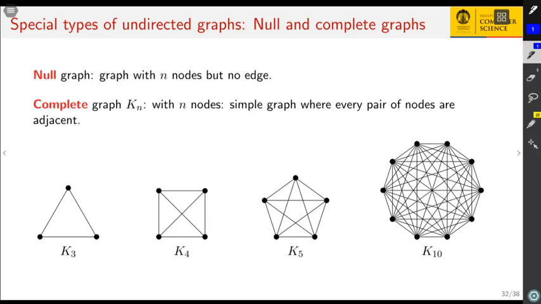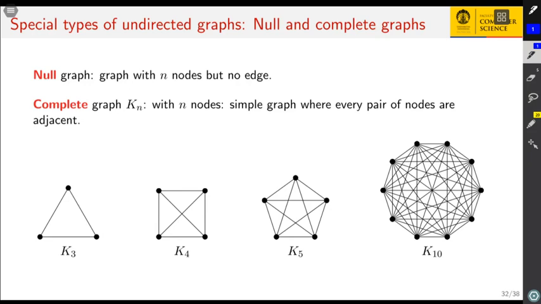Hello everyone. Welcome back to Discrete Mathematics, and we still discuss graphs here. In the final part of our discussion on basic terminologies of graphs, I will introduce a few examples of undirected graphs, which are special because they often appear in studies and in applications.